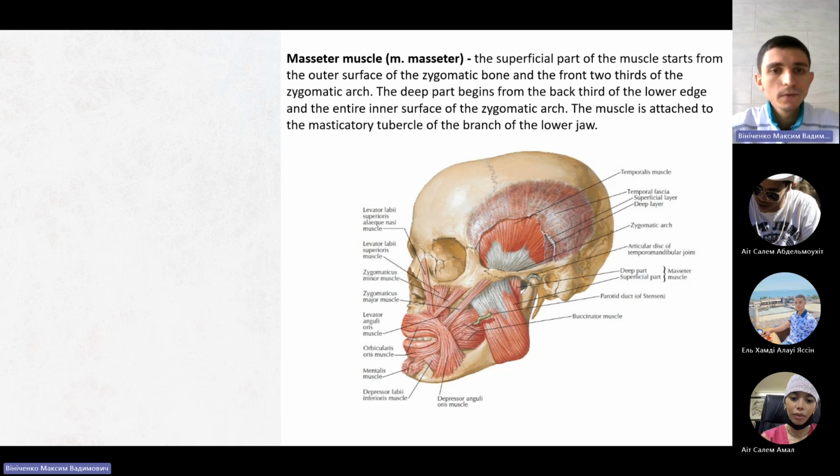of the zygomatic arch. The deep part begins from the back third of the lower edge and the entire inner surface of the zygomatic arch. The muscle is attached to the masticatory tubercle of the branch of the lower jaw. So we could say that this is the punctum fixum, and this is the punctum mobile.